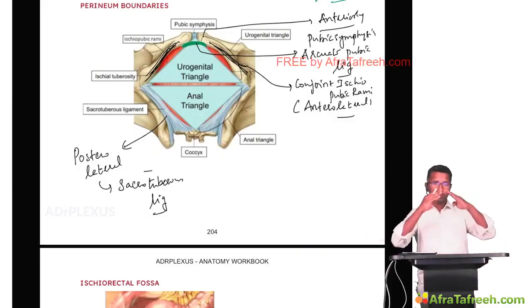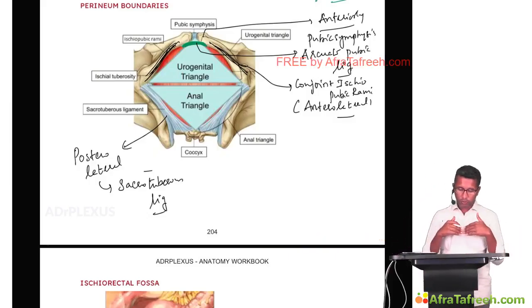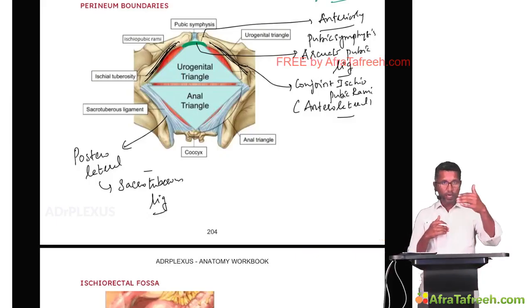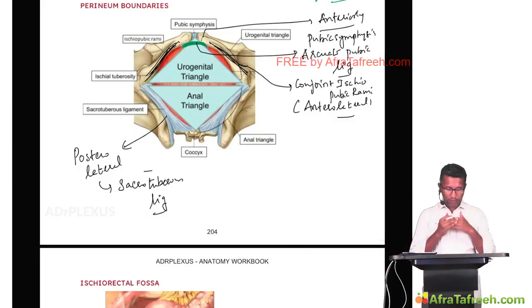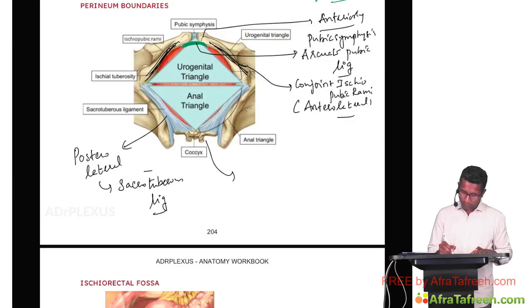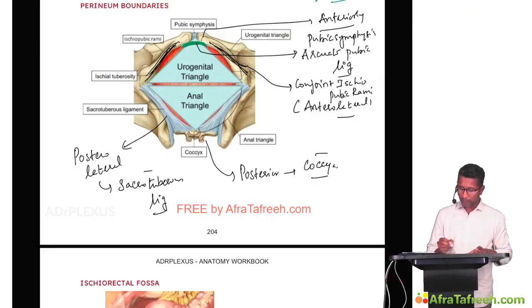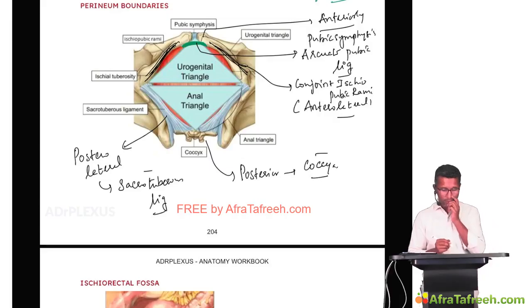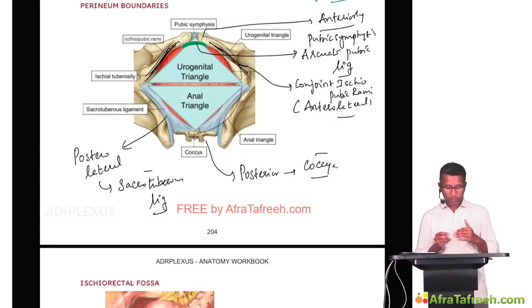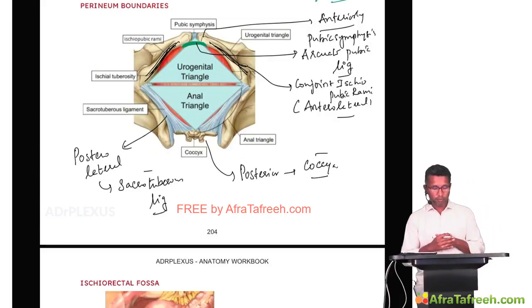So you have two anterolateral boundaries and two posterolateral boundaries. You have one anterior boundary, and what is the structure forming the posterior most boundary? The posterior most boundary is formed by the coccyx bone, along with the sacrum here. So these are the structures forming the boundaries of the perineum.